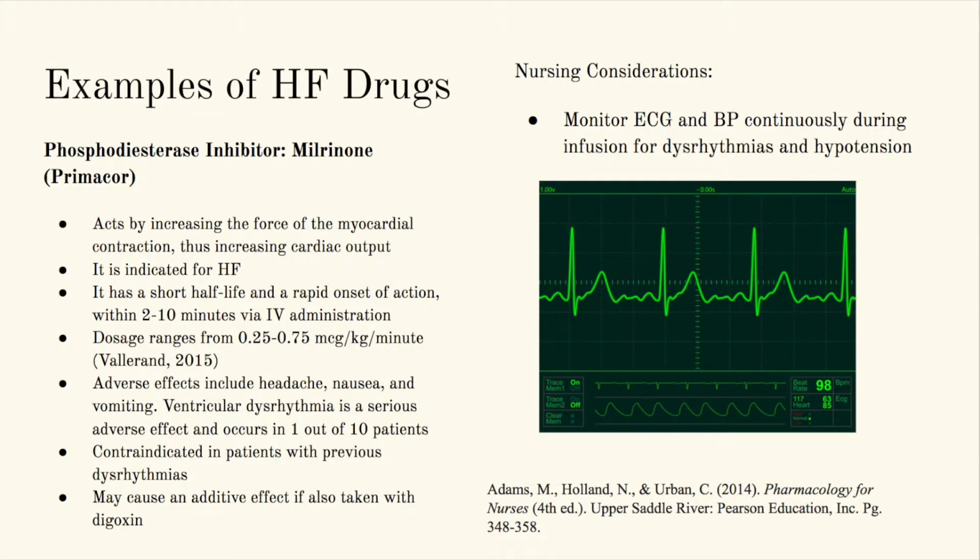And lastly, there's Primacor, which is a phosphodiesterase inhibitor. It has a short half-life and a rapid onset of action, within 2 to 10 minutes via IV administration. The dose ranges from 0.25 to 0.75 micrograms a minute.